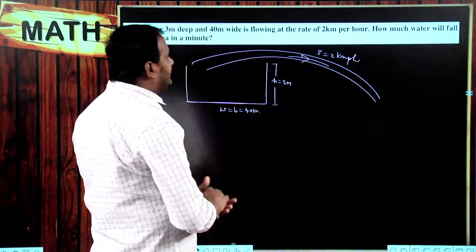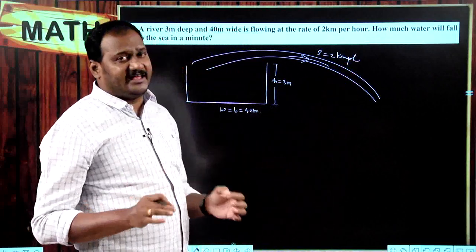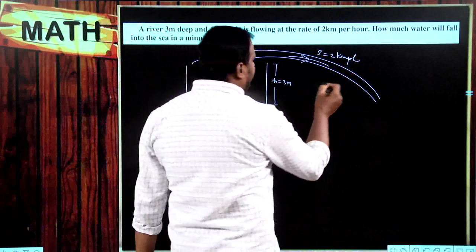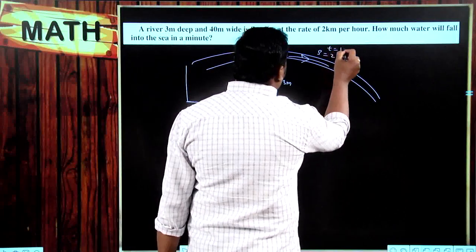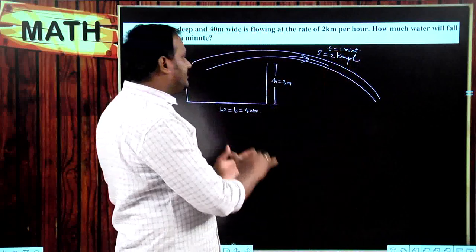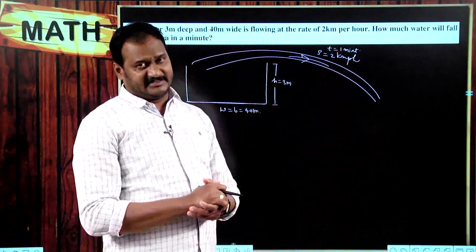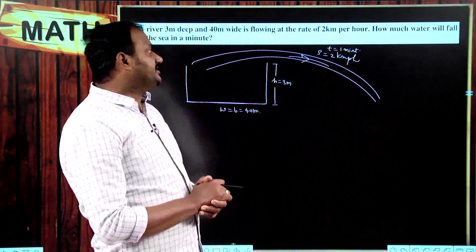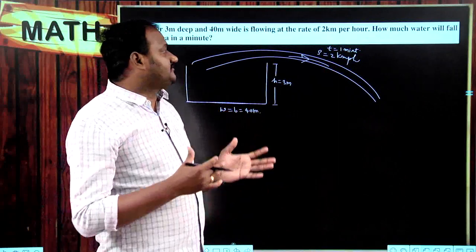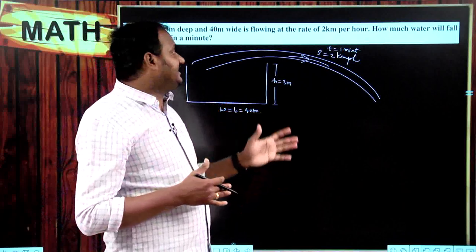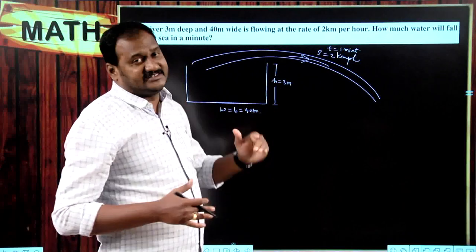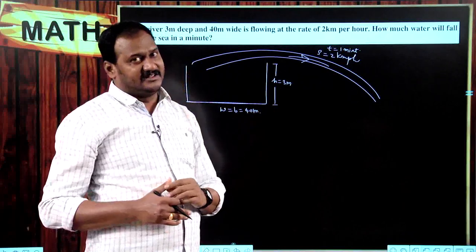And how much water will fall into the sea in a minute? Fall into the sea in a minute in the sense what? The time taken given here as 1 minute. Okay, time taken is equal to 1 minute. How much water falls into the sea in 1 minute? It means you need to find out the volume of the water which is flowing at the rate of 2 kilometers per hour and falling into the sea in 1 minute.